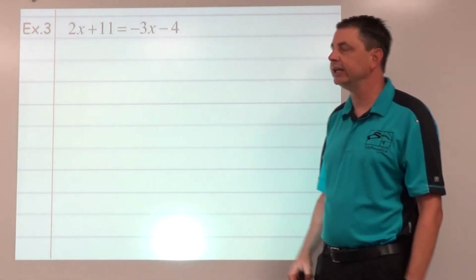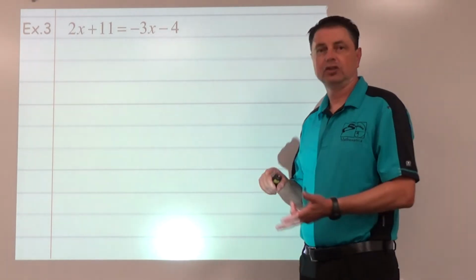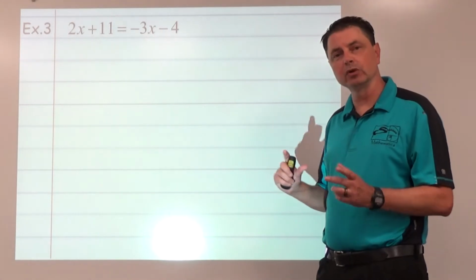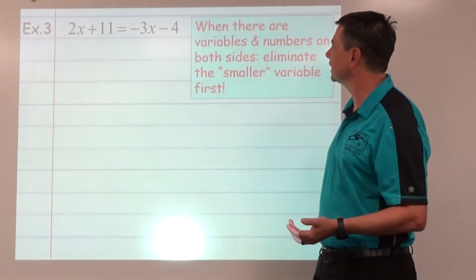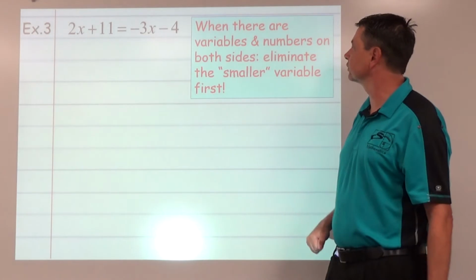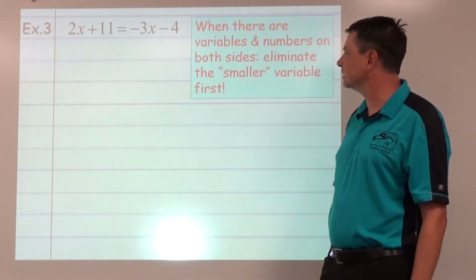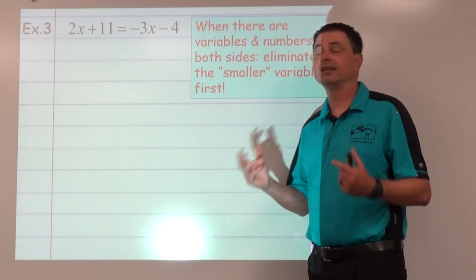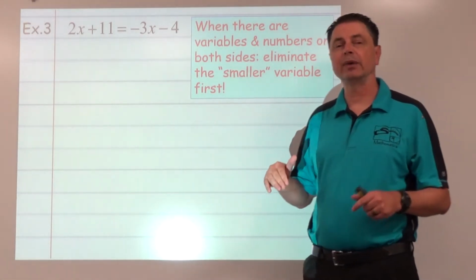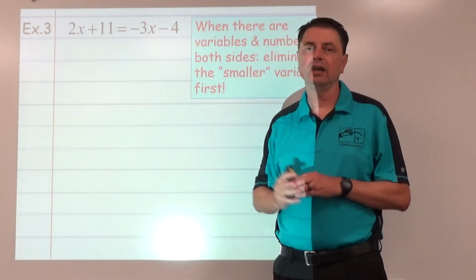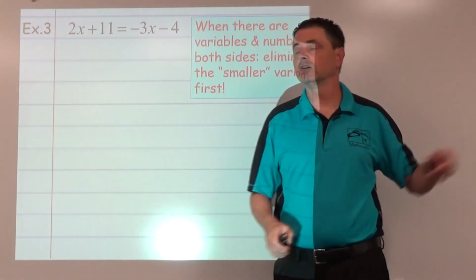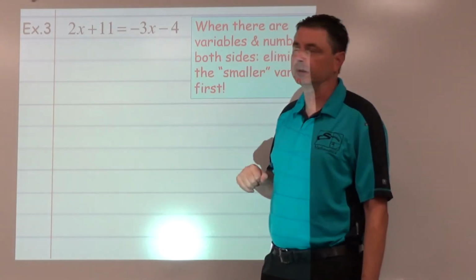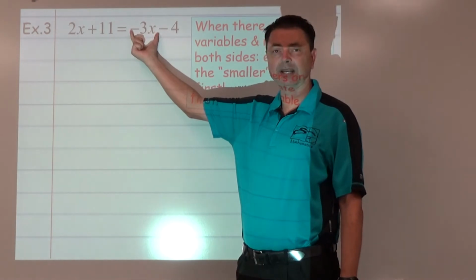Example number 3, no parentheses, no like terms. So we'll go about solving, but this time we do have variables on both sides. One thing to consider when there are variables and or numbers on both sides is that you may want to eliminate the smaller variable first. And when I say smaller, I'm talking about farther left on the number line, where we've got negatives over here and positives over here. So in this case, negatives are always going to be smaller than positives. So I would want to eliminate this first.